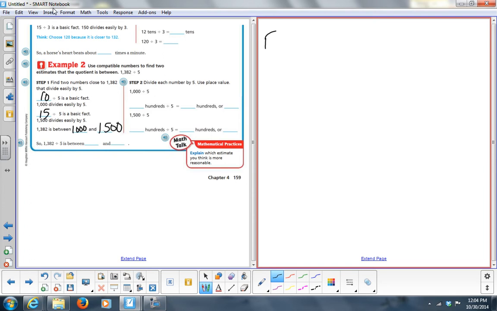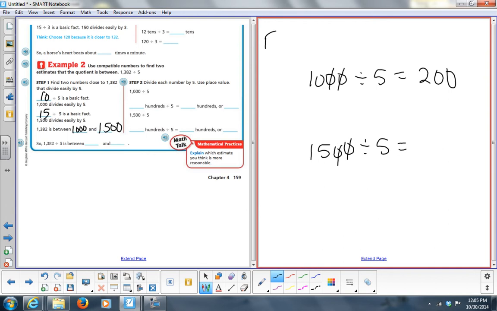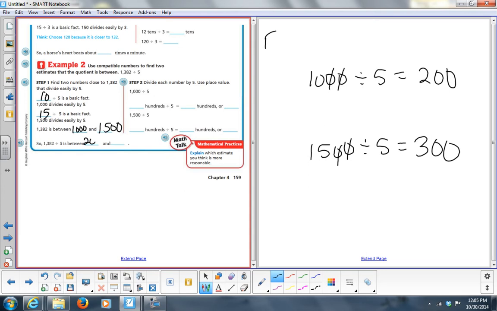Okay. So, my low then is 1,000 divided by 5. And my high is 1,500 divided by 5. What's 1,000 divided by 5? 200. Okay. 10 divided by 5 is 2, and I've got 2 zeros. 15 divided by 5 is 300. 2 zeros. Okay. So my answer then should be between 200 and 300.